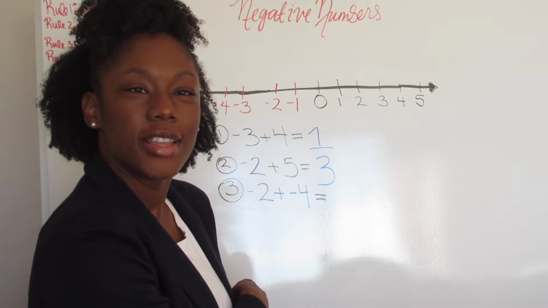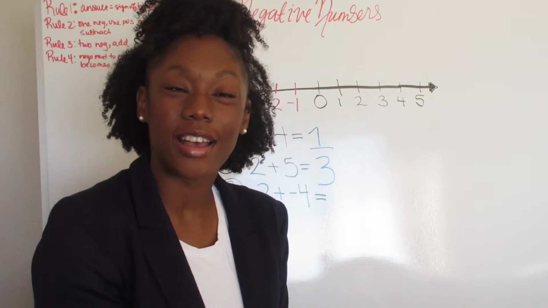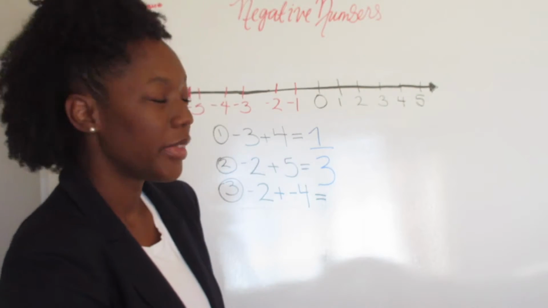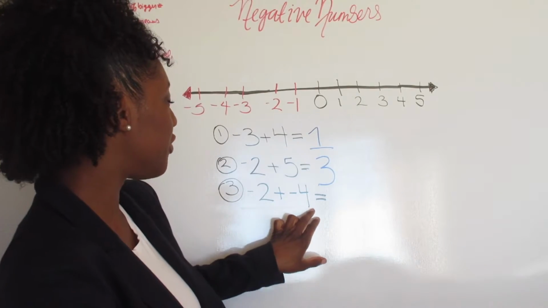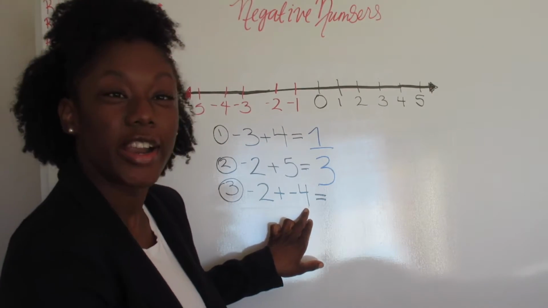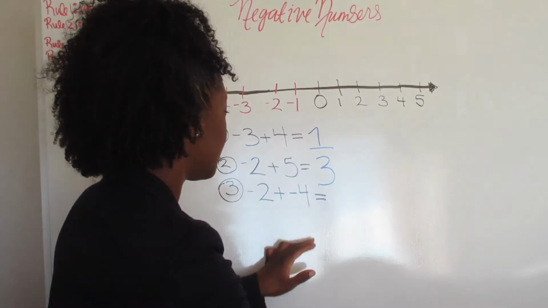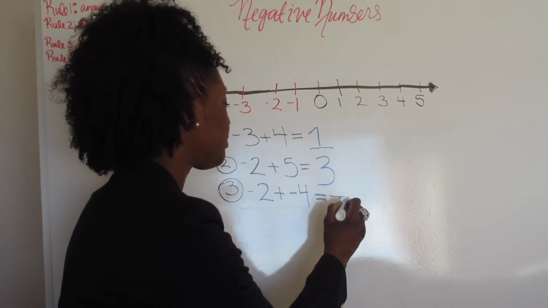-2 plus -4. So let's only use our rules now. Rule number 1 is the answer will take the sign of the biggest number. The biggest number is 4, -4. The 4 is negative. So our answer will be negative. Let's go ahead and write that.